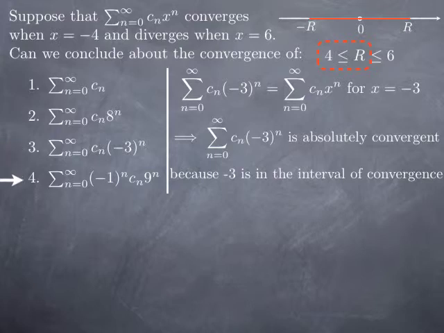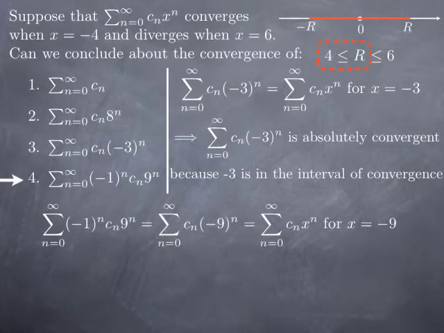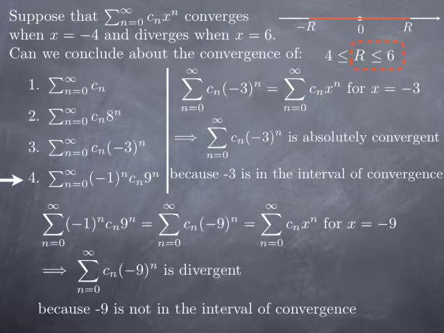Finally, the last one, -1 to the n times 9 to the n, can be written -9 to the n, and with this observation we can rewrite the series as a value of our power series at x equals -9. X equals -9 is at distance 9 from the center of our interval of convergence, and the radius is at most 6, therefore -9 is not in the interval of convergence, and the series is divergent.